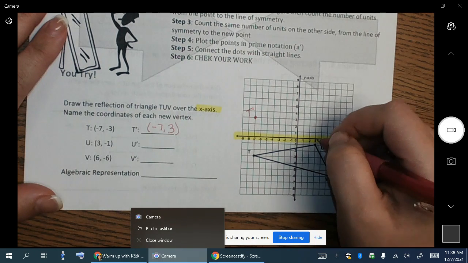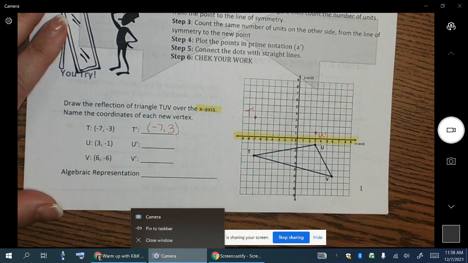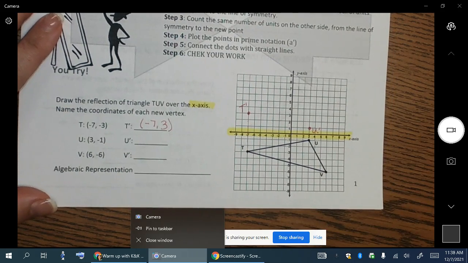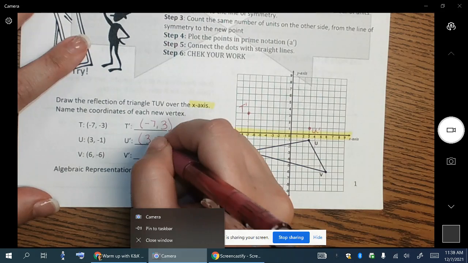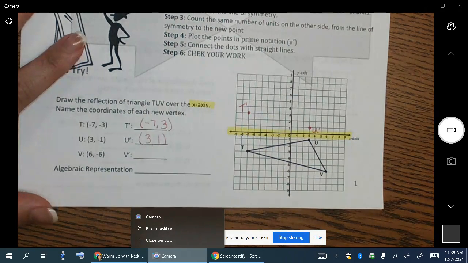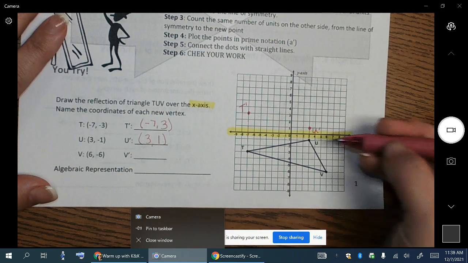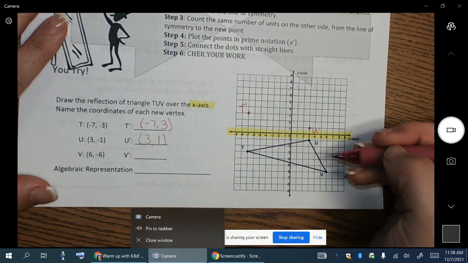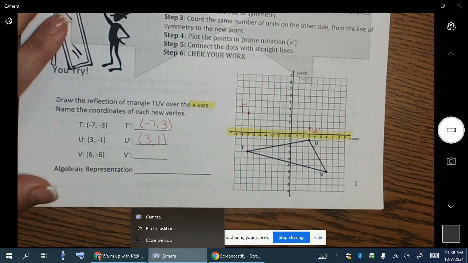So how far away should it be on top? That's U prime. So what are the coordinates for U? 3 and 1. Positive 3, positive 1. Because it's on the other side, we went up. I know, but you said it'll just always go opposite. We're going to talk about that in just a second.